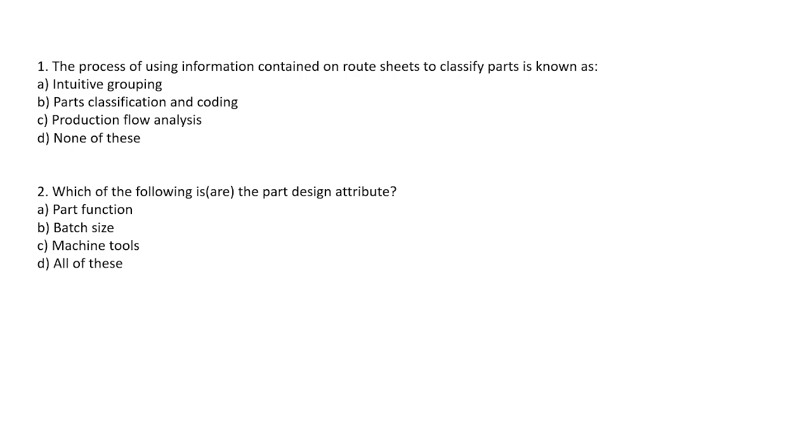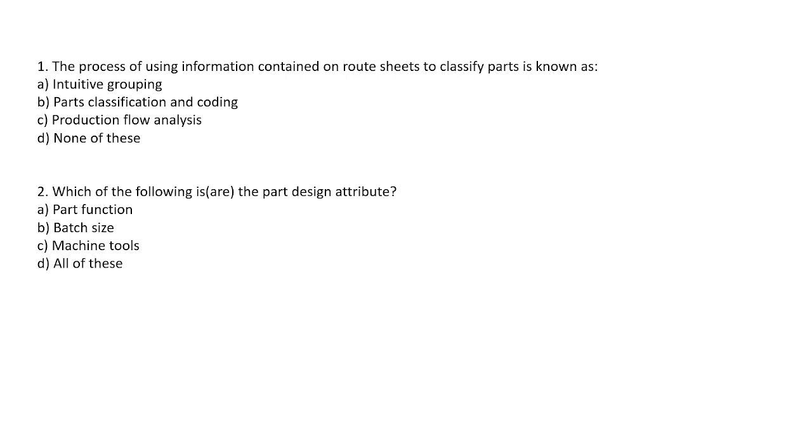Now in a part family, there is a collection of parts that have similarities in geometric shapes, sizes, or steps used in manufacture. Those consist of part families, which are a central feature of group technology. The ways to identify part families are intuitive grouping, part classification and coding, and production flow analysis. Those are the three ways to identify part families.